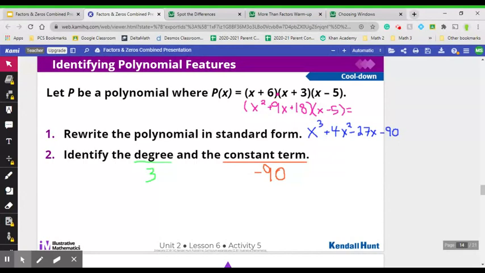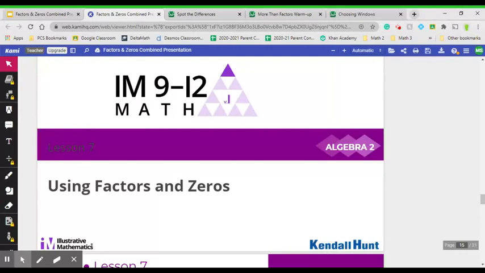The degree of this blue standard form equation would be 3. It's written in standard form, so the highest exponent would be the 3 above the first x you see. The constant term is negative 90. And remember that negative 90 ends up being your y-intercept. And we got our x-intercepts from this function earlier. And that is going to complete part 2 of our factors and zeros lesson.